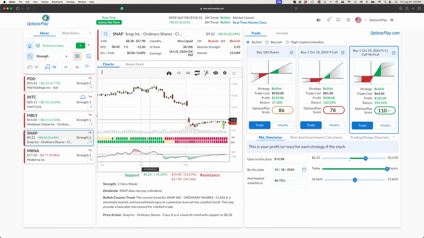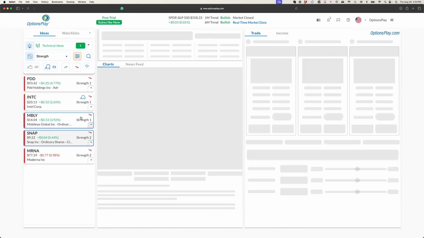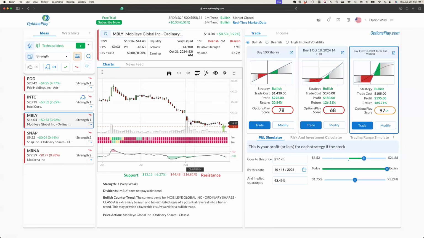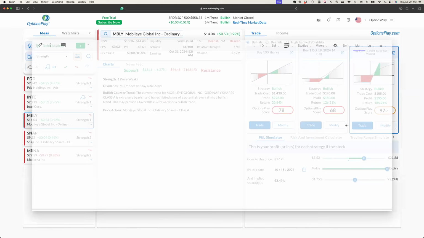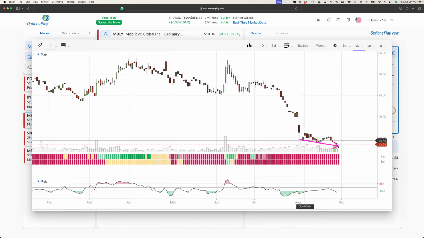But the idea is you want to find positive divergence for a bearish trade. What that means is that a stock is making lower lows in price. I think Mobileye probably fits this scenario, right? The stock is continuing to make lower lows in price, but notice that momentum is no longer making lower lows. This is a good sign that sellers are getting exhausted, that there are fewer and fewer sellers continuing to sell the stock, and that there's a higher probability of a bounce higher here.